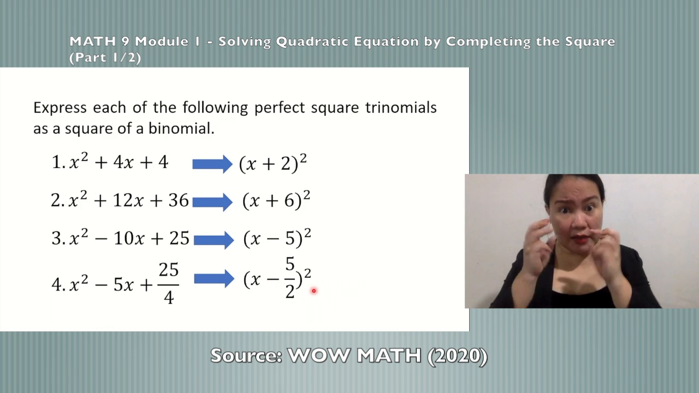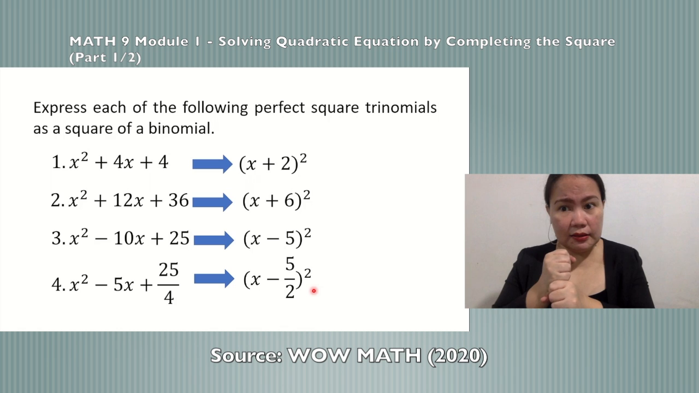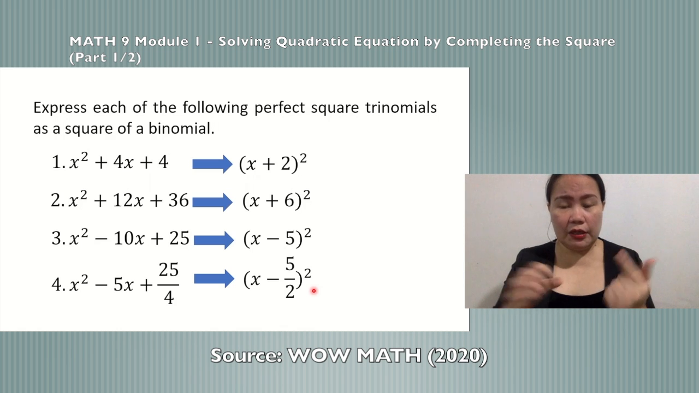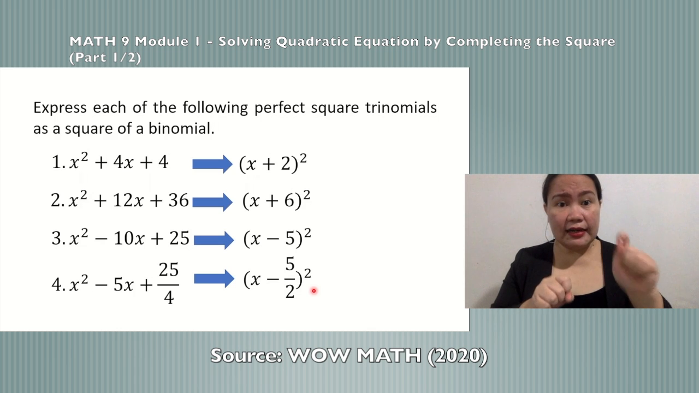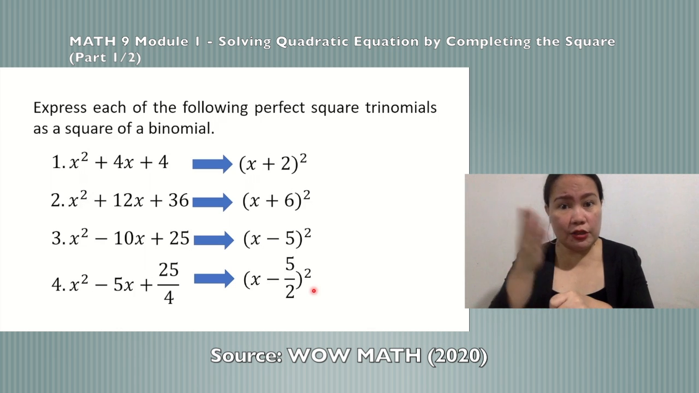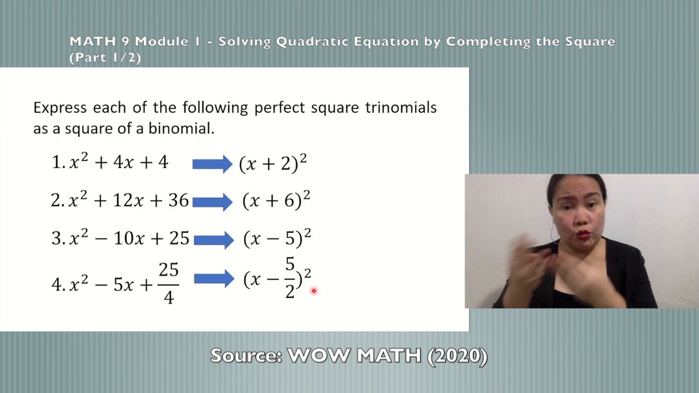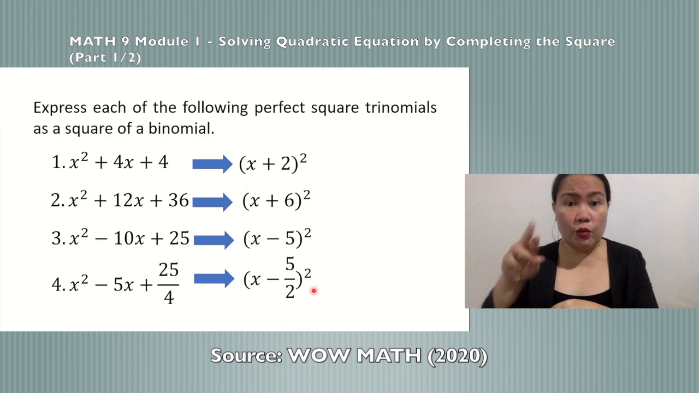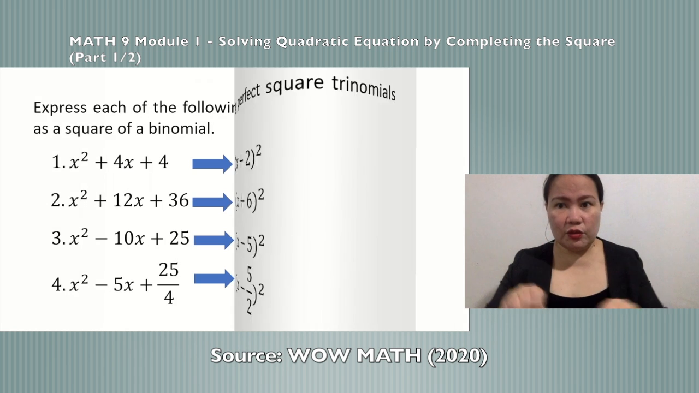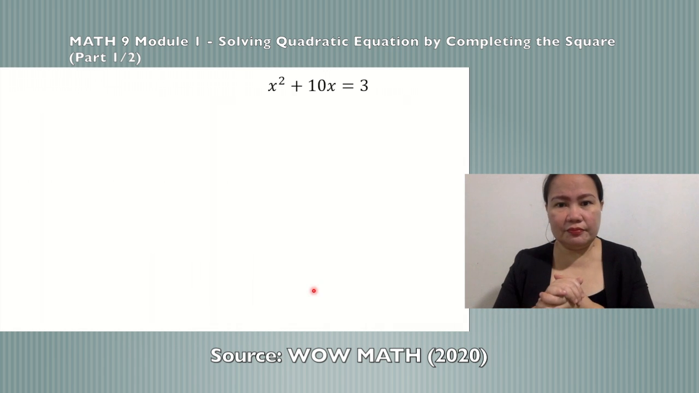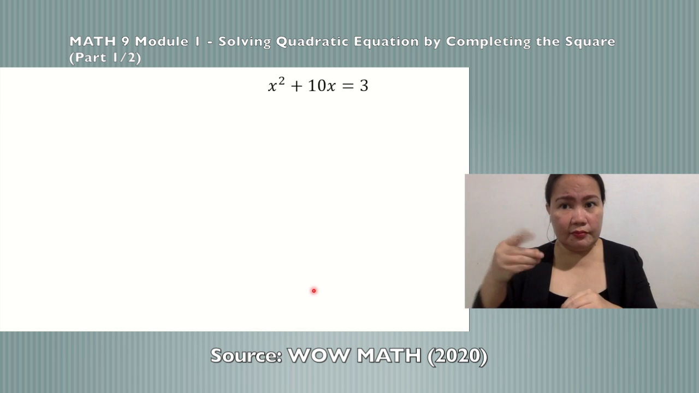So, yung paraan na pagkuha natin ng square of binomial at yung paraan para maging perfect square trinomial ay ito yung gagamitin natin para to solve the quadratic equation by completing the square. Okay, so simulan natin. Given the quadratic equation x squared plus 10x is equal to 3.